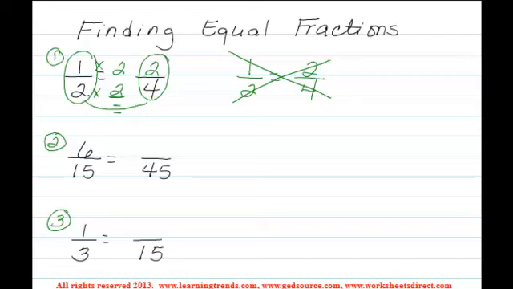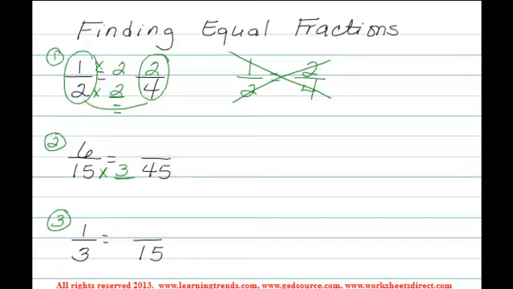In our second example, we have 15 and 45 in our denominator positions, and we ask ourselves 15 times what number equals 45, and if we do multiples of 15, we've got 15, 30, 45, so that would be 3. 15 times 3 is 45.